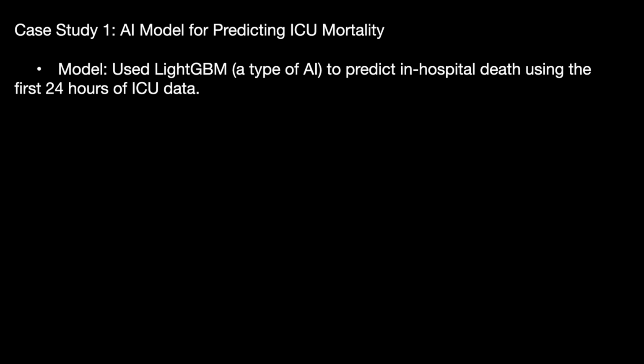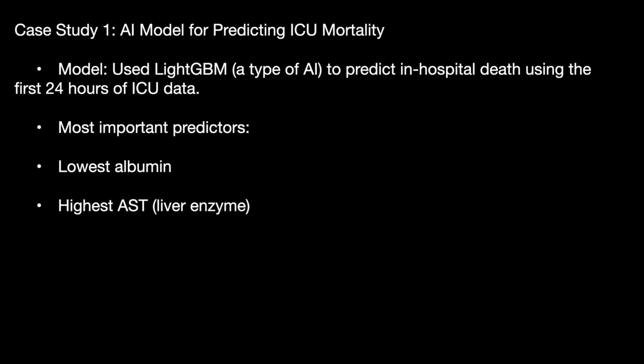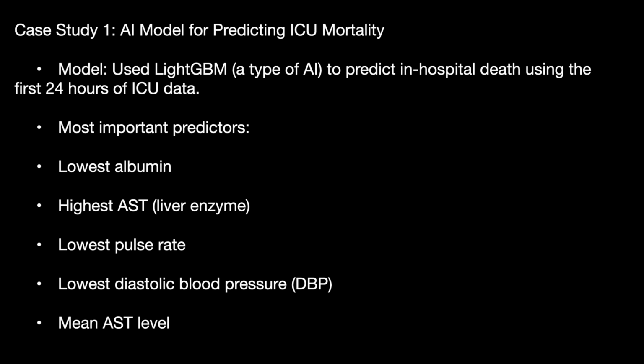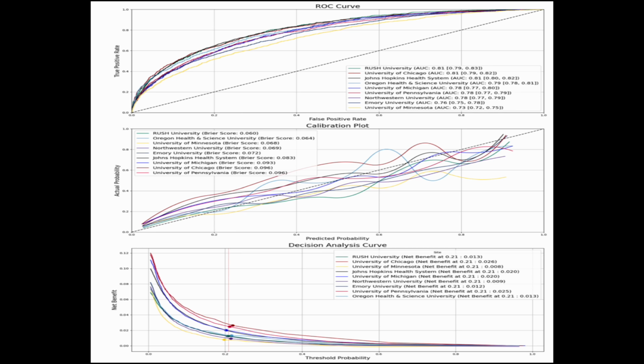The model used LightGBM, a type of AI, to predict in-hospital death using the first 24 hours of ICU data. The most important predictors were lowest albumin, highest AST, lowest pulse rate, lowest diastolic blood pressure, mean IST levels. So these were the ROC curves, the calibration plot, and the decision analysis curves. These were the various hospitals, and they tried to predict the mortality in them, and they could find a decent amount of area under the curve.